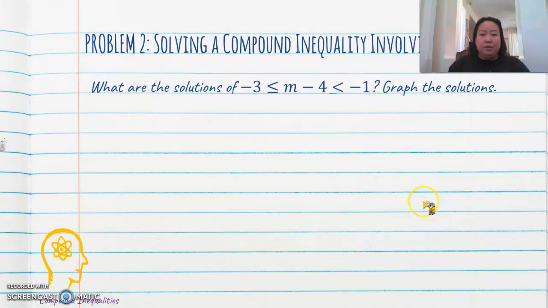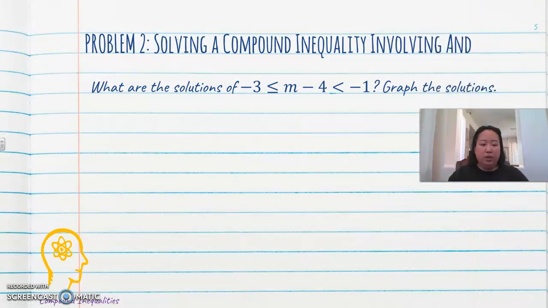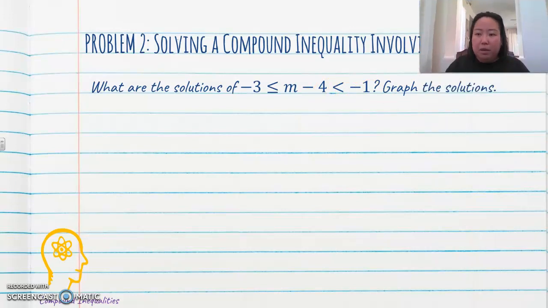Okay. So how do we solve compound inequalities? Now, if you remember, when we were solving inequalities, all we need to do is isolate the variable. In this case, it's going to be the same thing, only what you will notice is our variable is in the middle. You can see here, negative 3 is less than or equal to m minus 4 is less than negative 1.